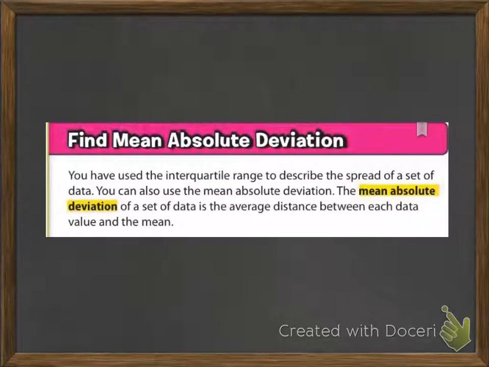Find the mean absolute deviation. So now we're going to learn about mean absolute deviation. It says that you have the interquartile range to describe the spread of a set of data, and you can also use the mean absolute deviation. So the mean absolute deviation of a set of data is the average distance between each data value and the mean. So this is now talking about the average distance between each data value and the mean.